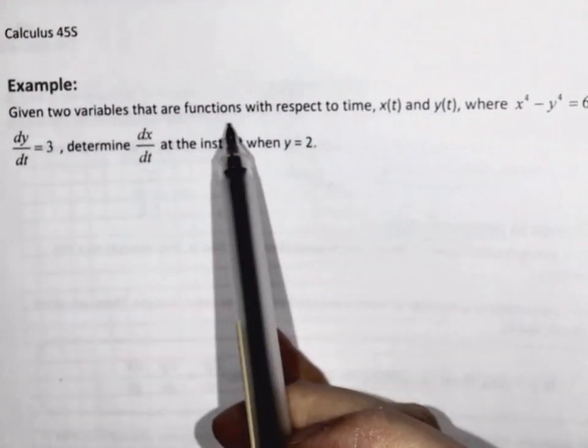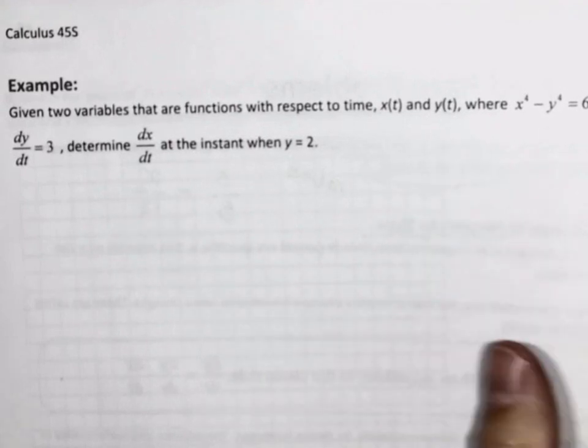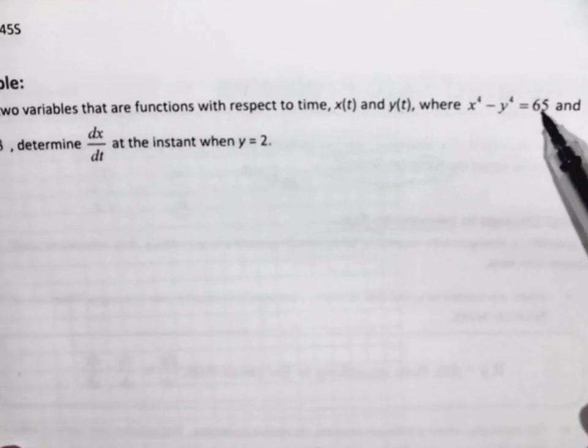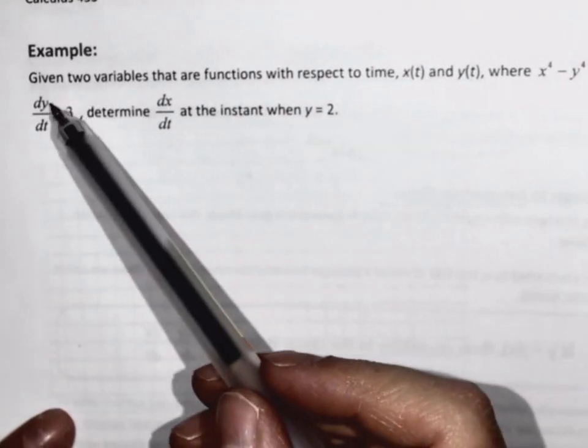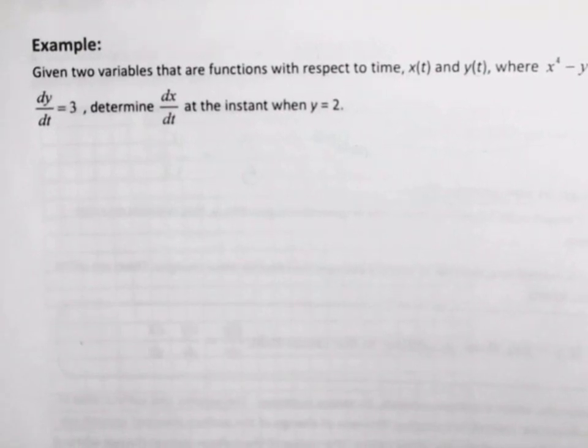Okay, given that two variables are functions with respect to time, x and y, where x to the exponent 4 minus y to the exponent 4 equals 65, and we know that the derivative of y with respect to time is equal to 3. We want to find the derivative of x with respect to time when x is equal to 2. You're like, holy, I don't know what that means. I don't know what that means, but that's okay. We're going to get there.